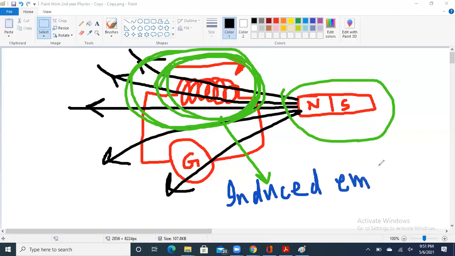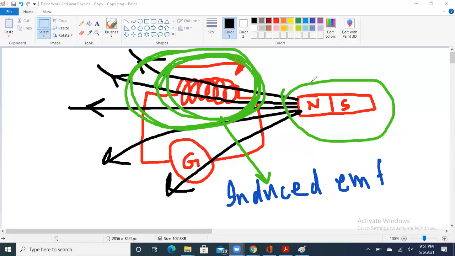Why? Because the coil is moving. The circuit of the coil is moving. That's why it is the dynamic EMF. Now let's consider another situation. So we have got the concept of the dynamic induced EMF.